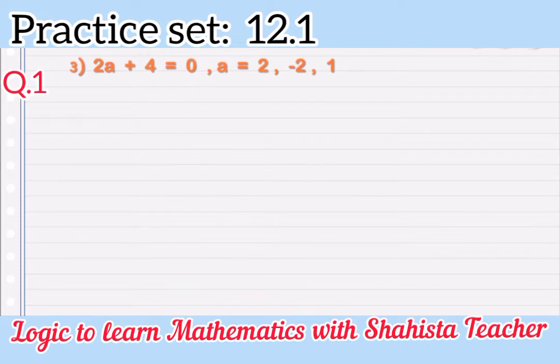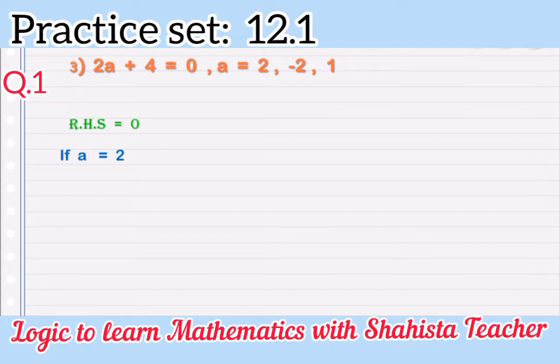Now the third question. 2a plus 4 is equal to 0. A is equal to 2, minus 2 and 1. Again we have 3 conditions: 2, minus 2 and 1. Here LHS is 2a plus 4 and right hand side RHS is 0. So first we will write RHS is equal to 0 if a is equal to 2. In the place of a we will write 2.